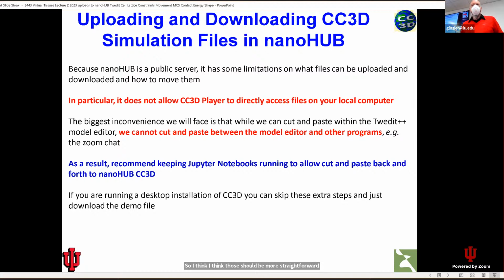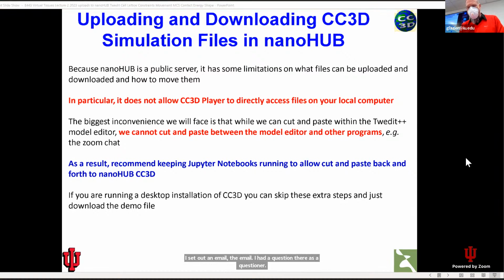Okay, so I want to spend a few minutes. Can I get a show of hands again? I sent out an email. The email had a questionnaire. In the questionnaire, I asked people how many people were using Computational locally and how many were using it on nanoHUB. And the majority of people said they were using the nanoHUB deployment.